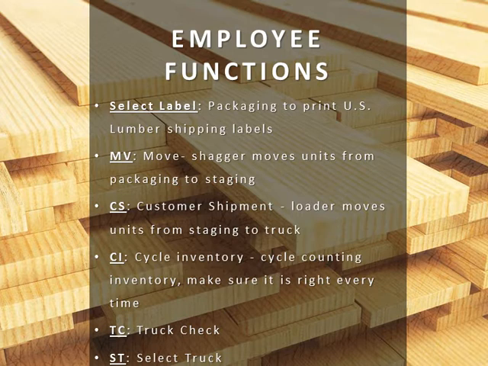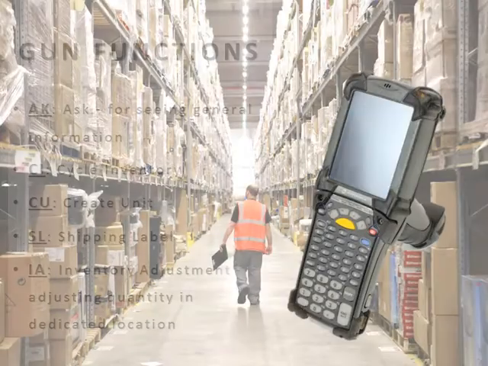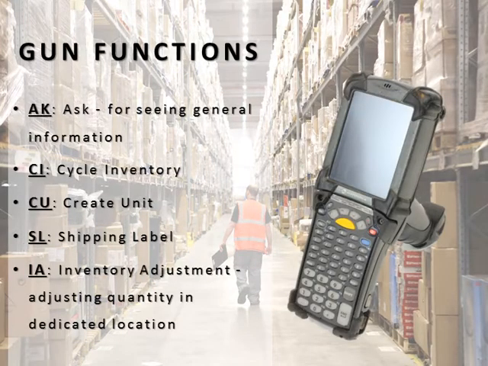CI is cycle inventory, for cycle counting inventory. Make sure that it is right every time. TC is truck check. ST is select truck. Now, let's move on to the gun functions.